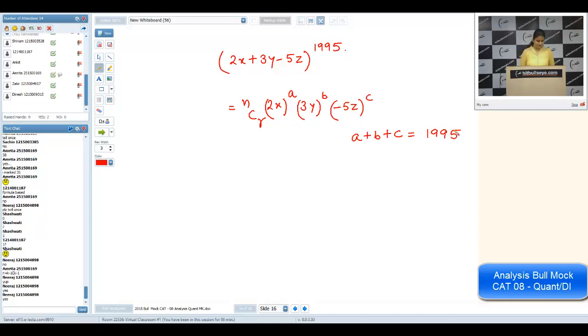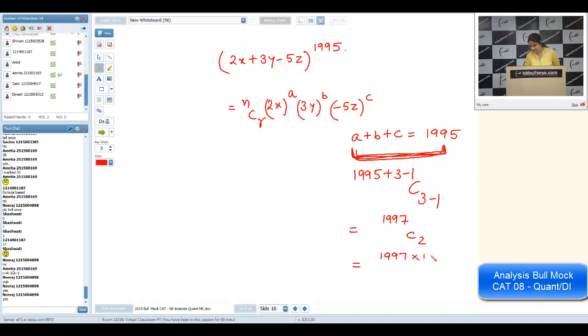That is a general term. Okay, you know this. Now life is very easy. Now we can apply the previous formula I have discussed with you. How many non-negative integral solutions of this equation are possible? They are 1995 plus 3 minus 1 C 3 minus 1. That is the answer in this case. So it will be 1997 C2. So it comes out to be 1997 times 1996 divided by 2. So this is the answer in this case. Is it okay, Neeraj?